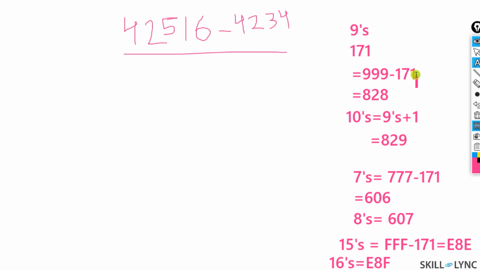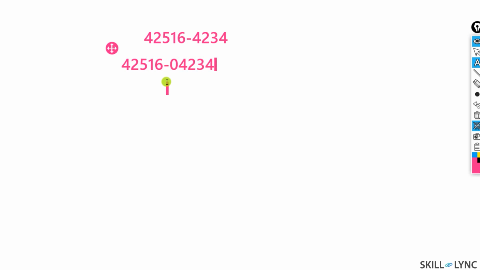Okay. Now we will proceed with the question to find the subtraction using R's complement. I'm just writing here. It was 42516 minus 4234. The question is, do it using 10's complement. So the rule says, first of all, check the number of digits. It is 1, 2, 3, 4, 5. It is 1, 2, 3, 4. So first of all, equate it: 42516 minus 04234. Second thing is, now find the 10's complement of 04234.